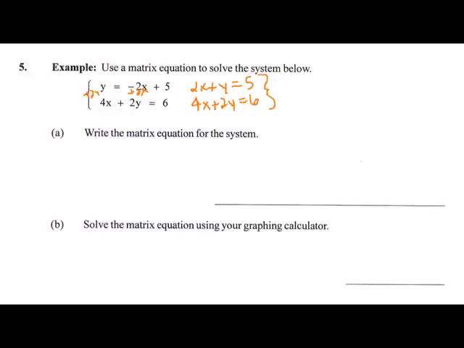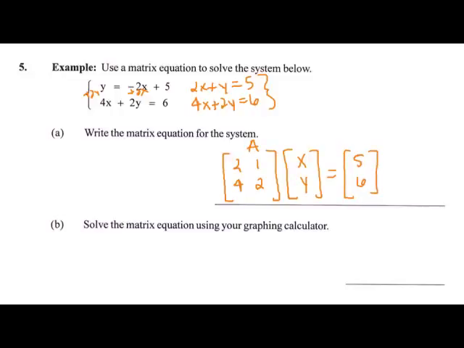So then we can set up our matrix equation. So it's very important that our equations are in standard form before we set up our matrix equation. So again, x's are in the first column, so we have 2 and 4. Y's are in the second column, so we have 1 and 2. Again, we have x and y as our variables, and it equals our constants 5 and 6. So again, in your calculator, you're plugging in A and B for your matrices. To find the solution, we're going to do the inverse of A times B. Again, it has to be in that order.